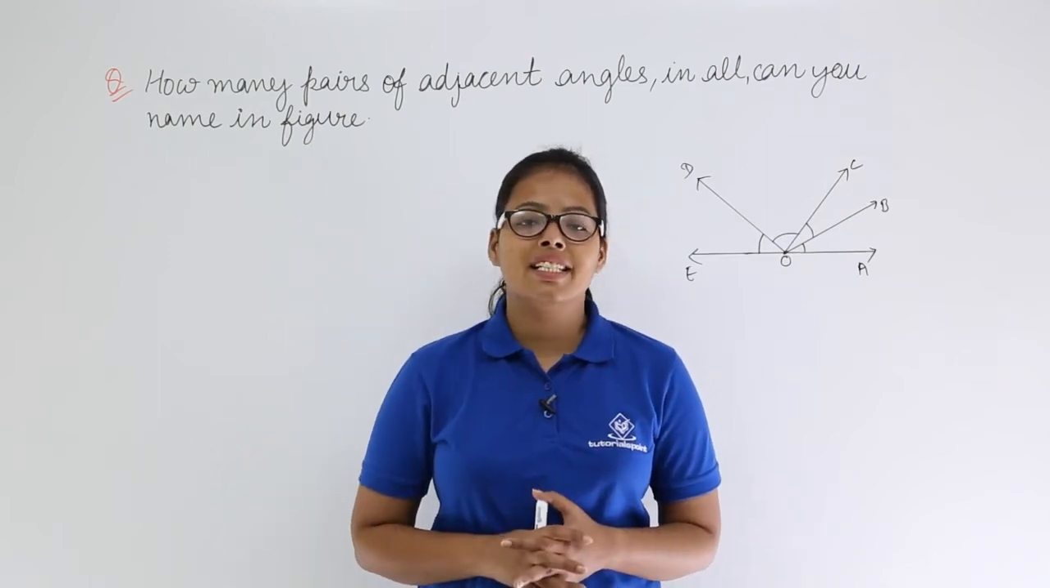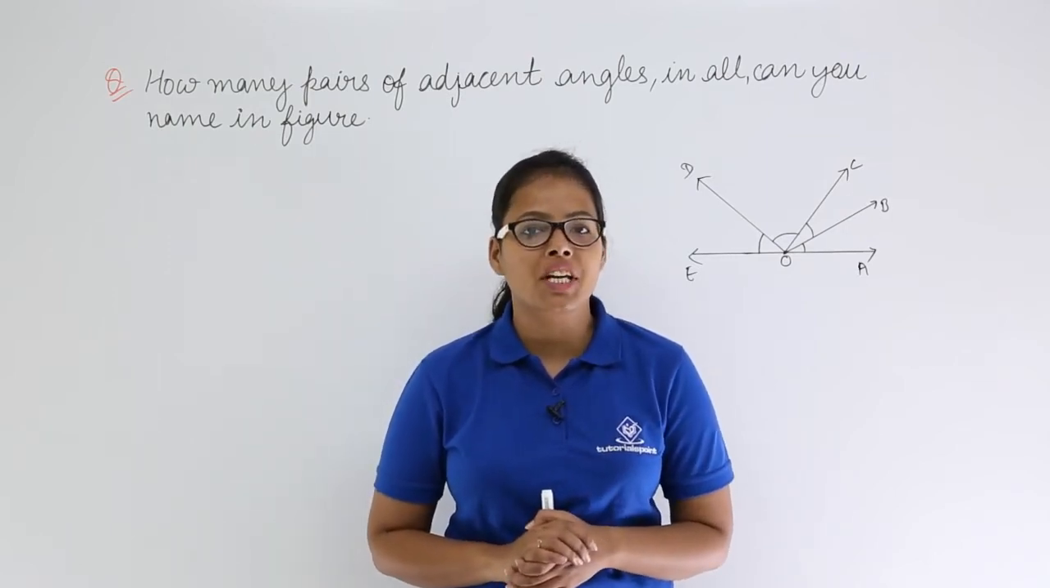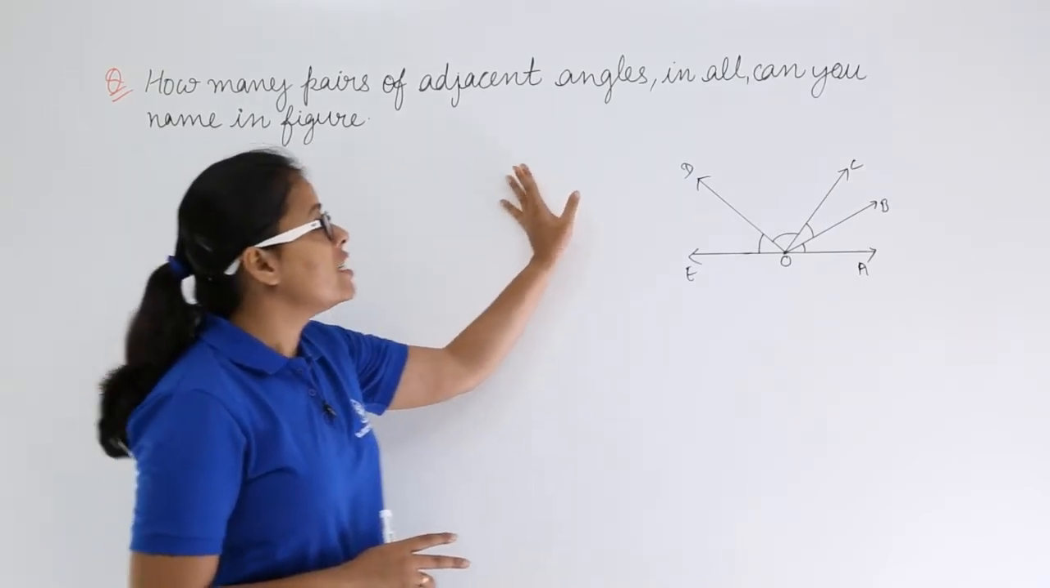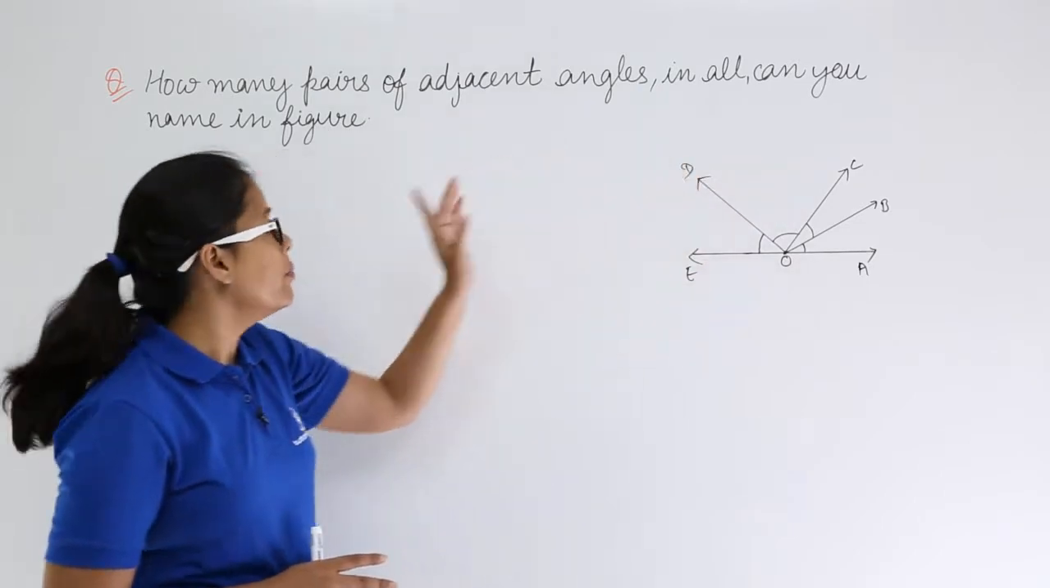Hello guys, let's discuss this interesting problem from R.D. Sharma, which is: how many pairs of adjacent angles in all can you name in this figure?